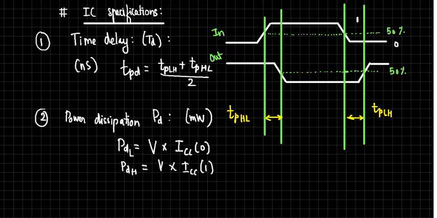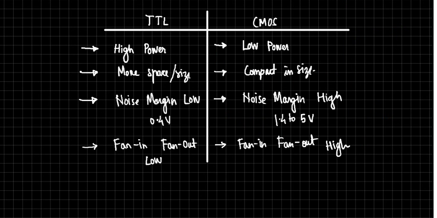Alright, for low and high, usually they take an average of high and low. And what is the ideal value of power dissipation? See, the CMOS are having an advantage here. What is the advantage of CMOS? What is the advantage of TTL? We have seen the comparison, right?